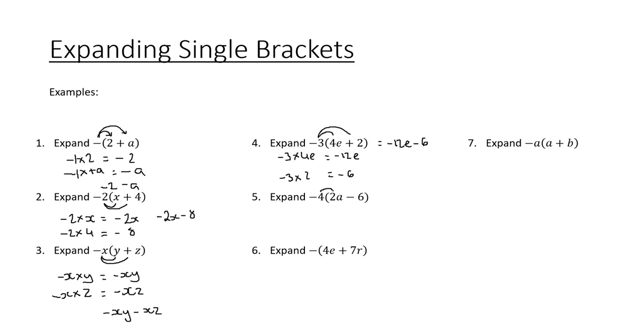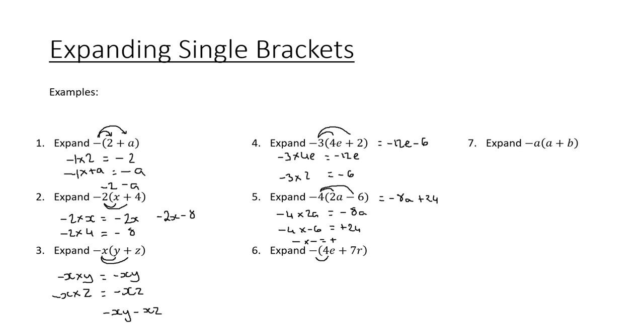Question 5: minus 4 times 2a and minus 4 times minus 6. So minus and a positive give you minus, so 4 times 2 is 8, and then we've got a. And then a minus and a minus, remember minus multiplied by a minus gives you a positive, so you're going to end up with positive 24. So writing this out, we're going to end up with minus 8a plus 24.